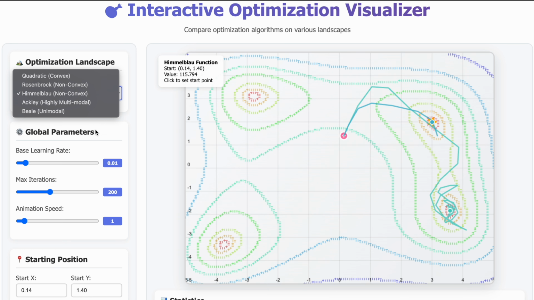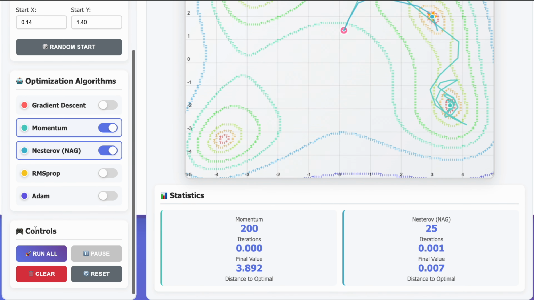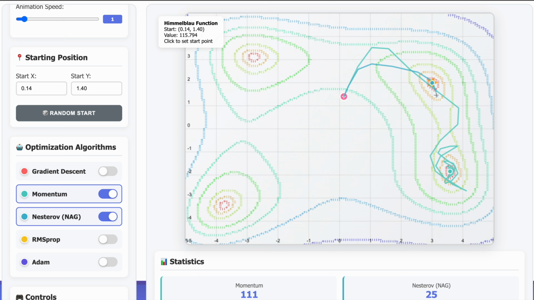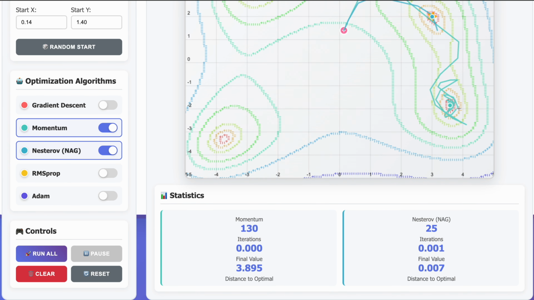If I run it once more, you can see NAG settled down with the global minima. You can just follow it. The darker blue line, the NAG, settled down here, where the star is the global minima. But our momentum came out of the global minima to settle down in a local minima, and then it took 200 iterations to settle down.